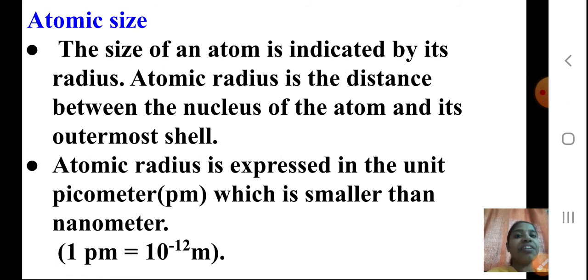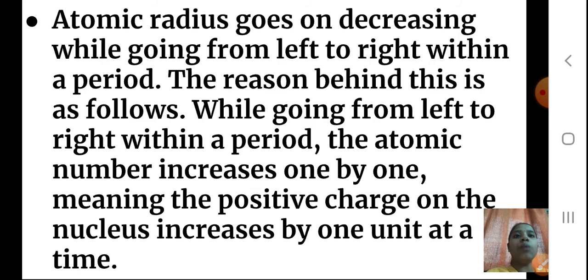So atomic size, you will remember, is related to the atomic radius. And what is atomic radius, students? It is the distance between the nucleus and the outermost shell. Now atomic radius goes on decreasing while going from left to right within a period. If you go from left to right, atomic radius will decrease. While going from left to right within a period, the atomic number increases.